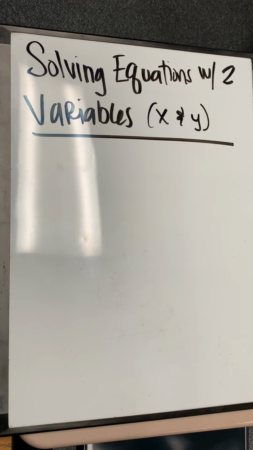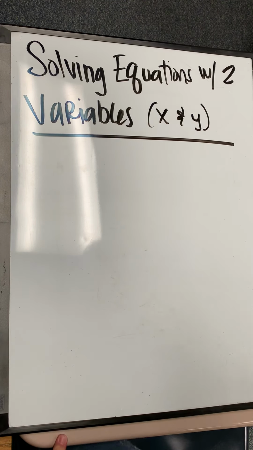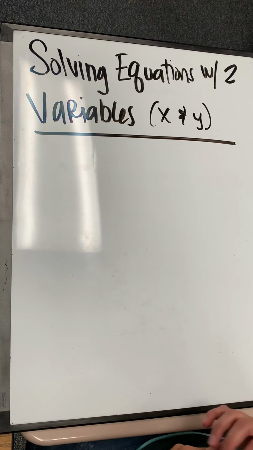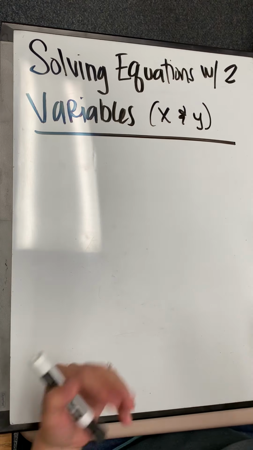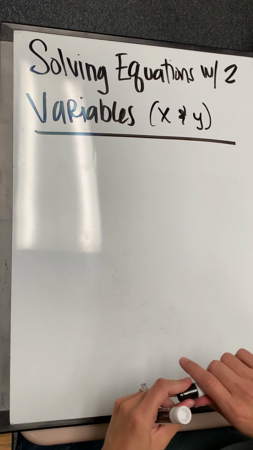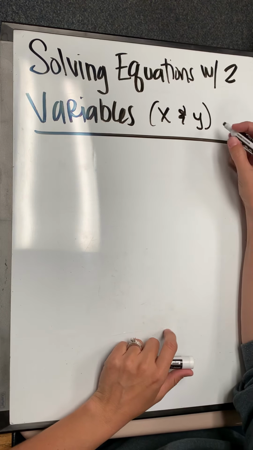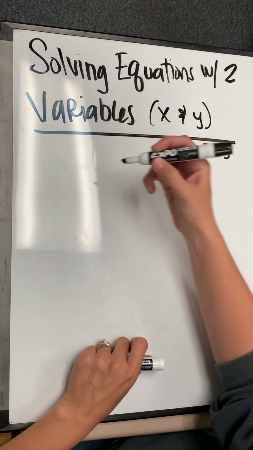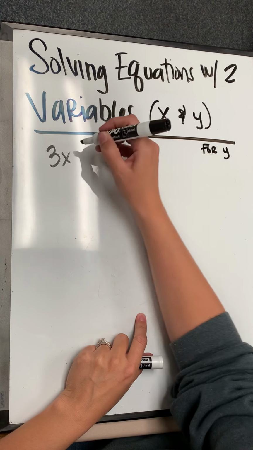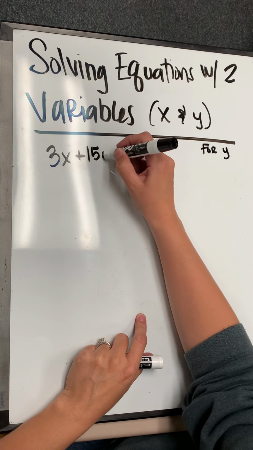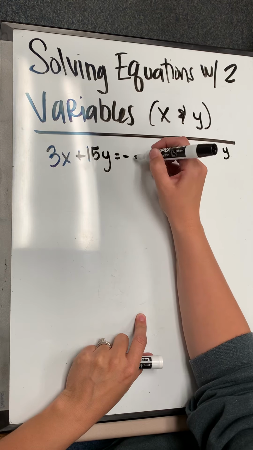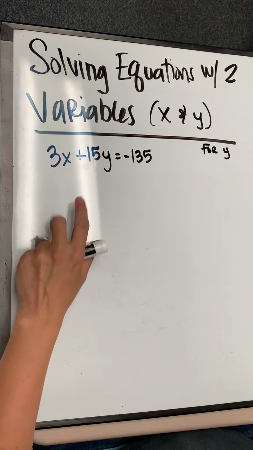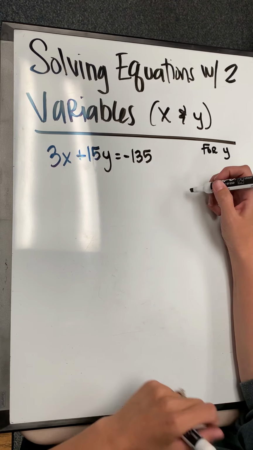In this video, we're going to be talking about solving equations with two variables, and those two variables are going to be x and y. So it will typically tell you to solve for either x or y. I am going to have you guys always solve for y. So for our first example, if we have something like 3x plus 15y is equal to negative 135, it's just like a two-step equation, and I'll show you what I mean by that.